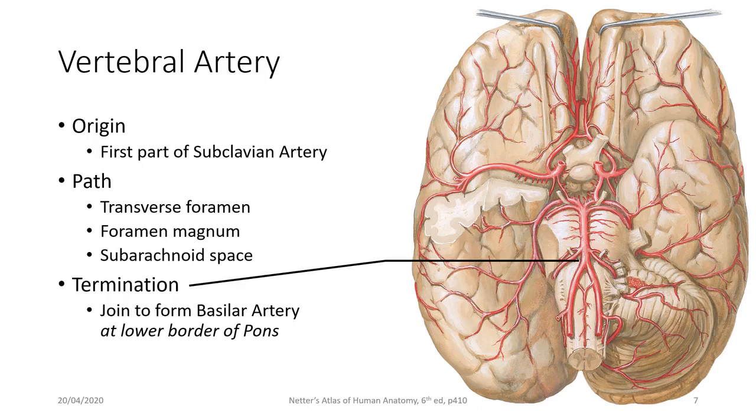So here is the inferior view of the brain. You can see the paired vertebral arteries that are ascending through foramen magnum, and they are on anterolateral surfaces of the medulla. After passing through the foramen magnum, they terminate by joining with one another. When they join with one another, the single artery that is formed in the midline is known as basilar artery, and this joining happens at the lower end of pons.